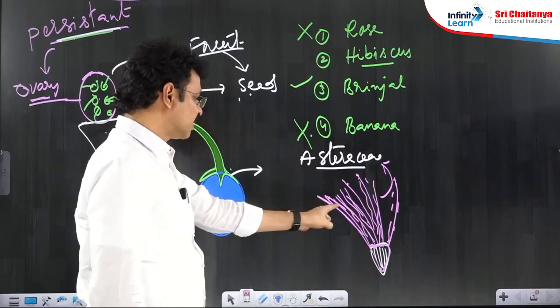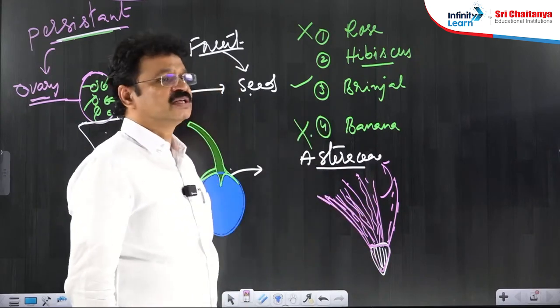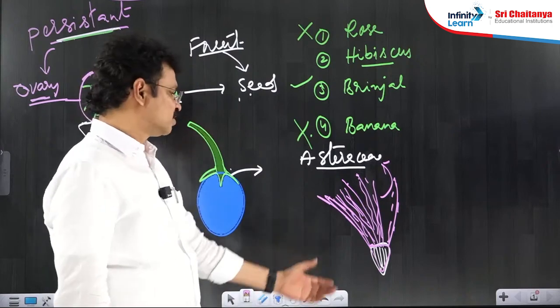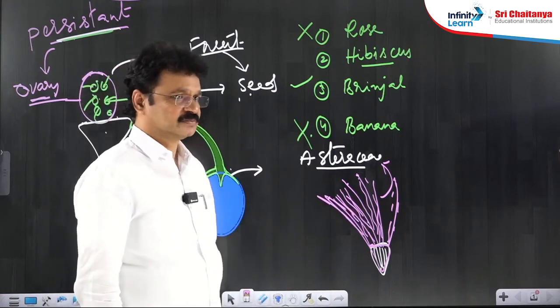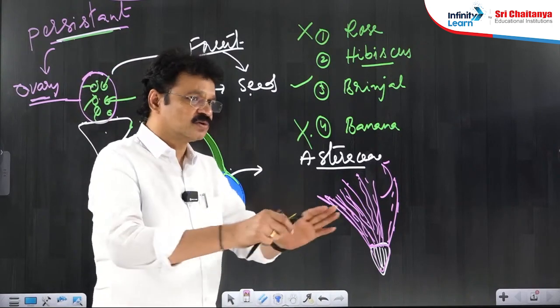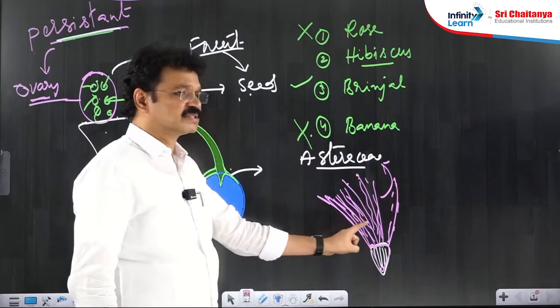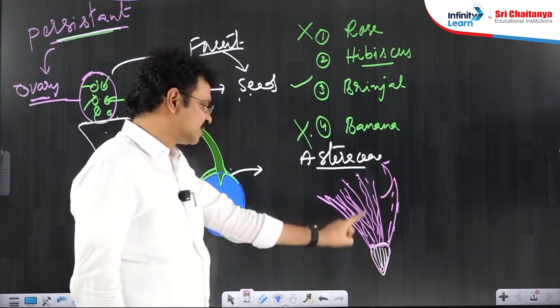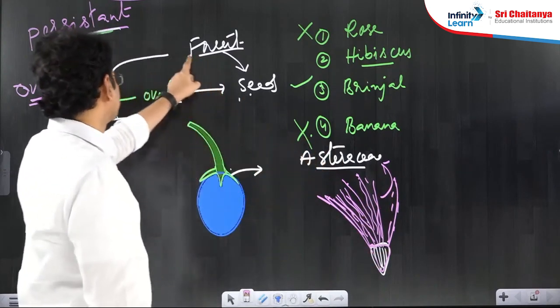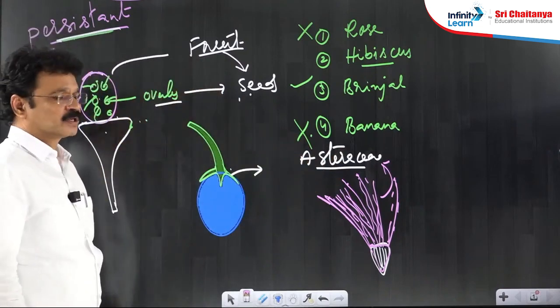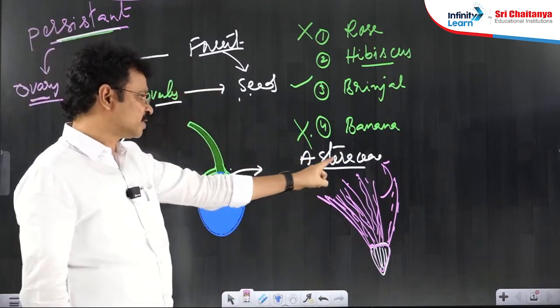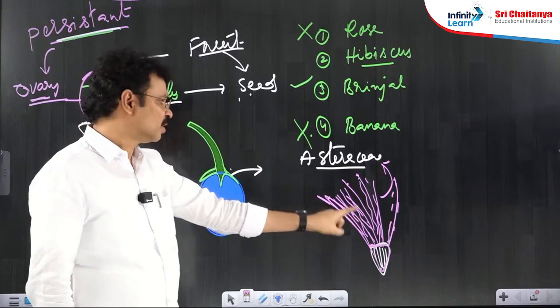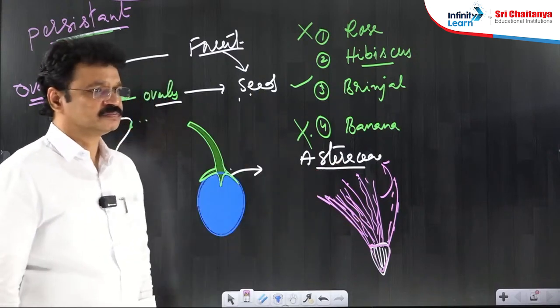So the purpose of calyx in this kind of plants is fruit dispersal for the geographical distribution of their species, to spread their species throughout the world. Fruit dispersal or seed dispersal is essential. That seed dispersal is carried out by persistent calyx. This is one of the functions or advantages of the presence of persistent calyx in Asteraceae family members.